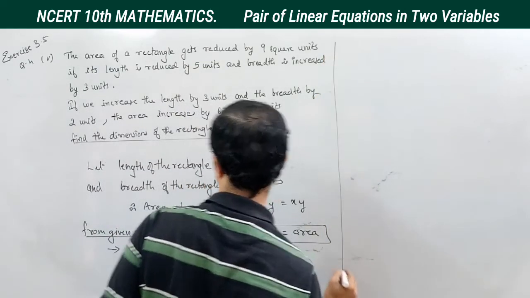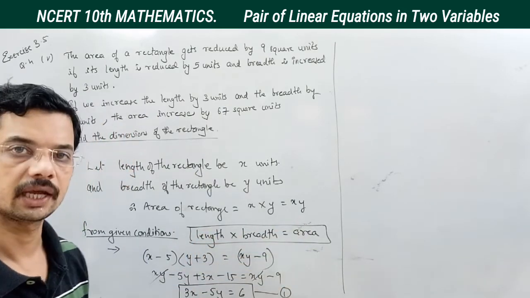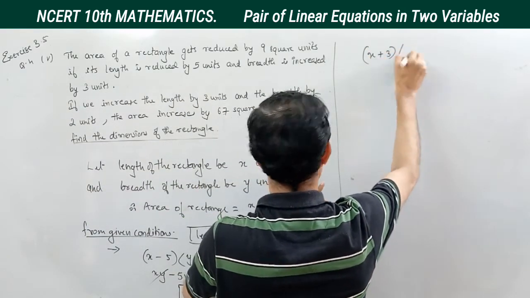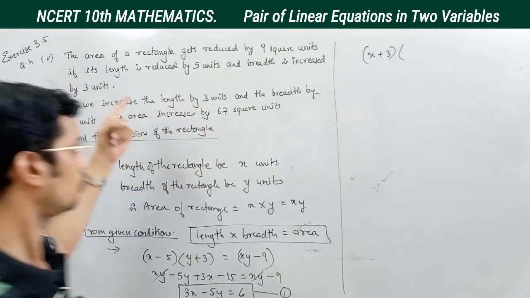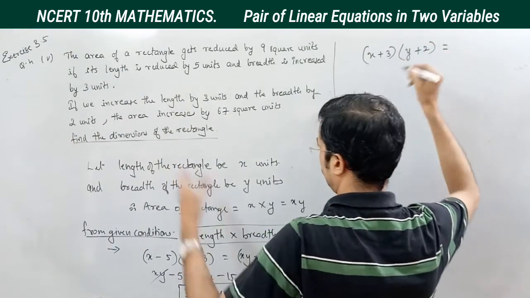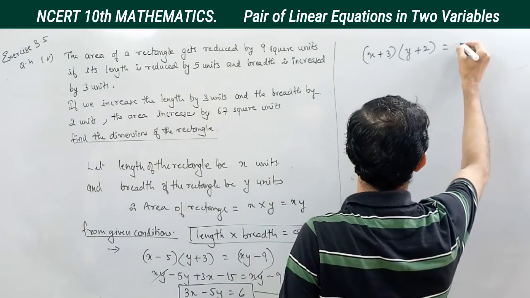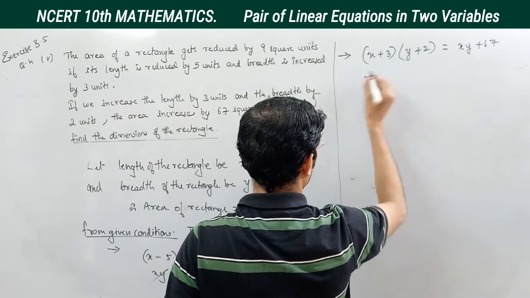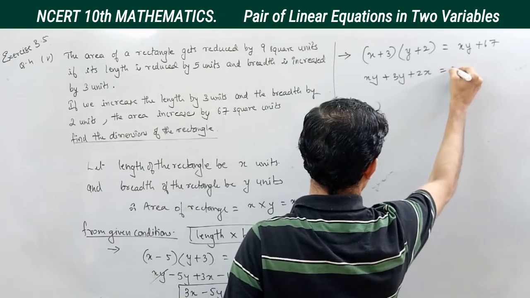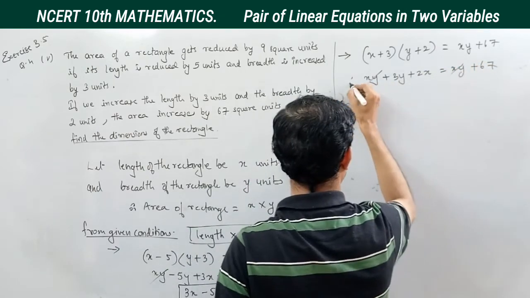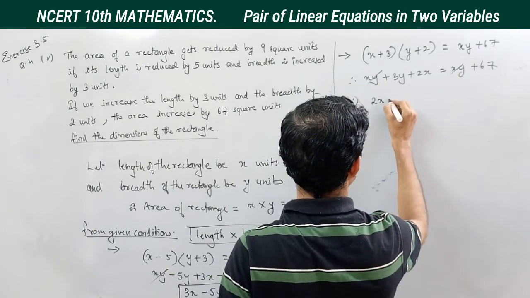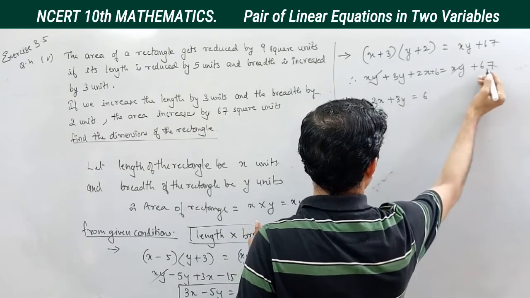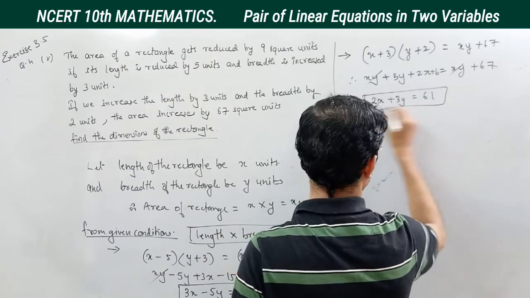Now the second condition. If we increase the length by 3 units and the breadth by 2 units, again length into breadth equal to area. What happens to the area? It increases. Area increases by 67 square units, so xy plus 67. So now let us simplify. This is the second case: xy plus 3y plus 2x plus 6 equal to xy plus 67. Xy can be cancelled from either side. I forgot to put the plus 6 here, which is 3 into 2. So 2x plus 3y equal to 67 minus 6, and 67 minus 6 is 61. So we have the second equation here.